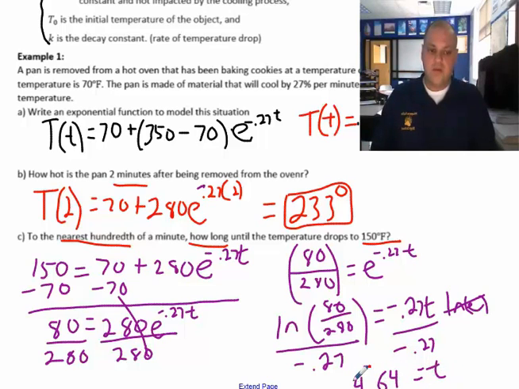Nearest hundredth. So it will take 4.64 minutes to get down to 150 degrees Fahrenheit. Still pretty hot, right? And then eventually it's going to get down to our room temperature of 70 degrees.